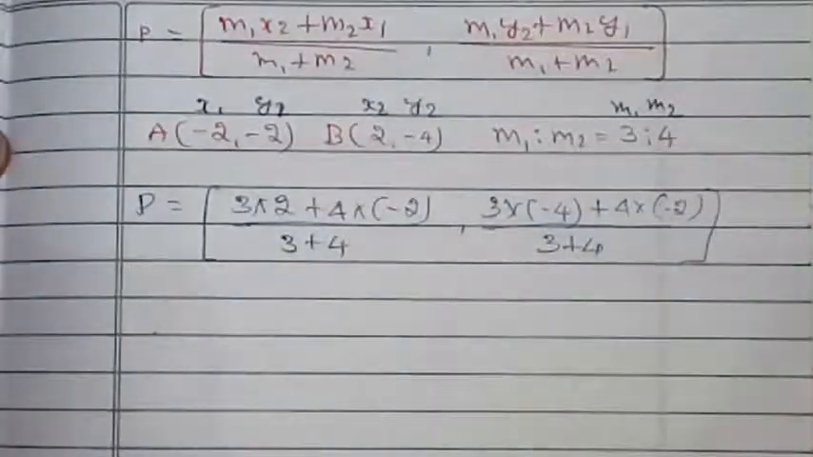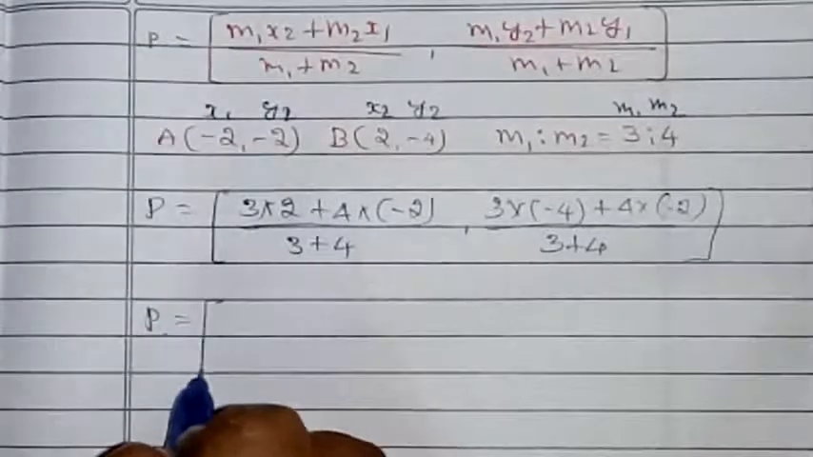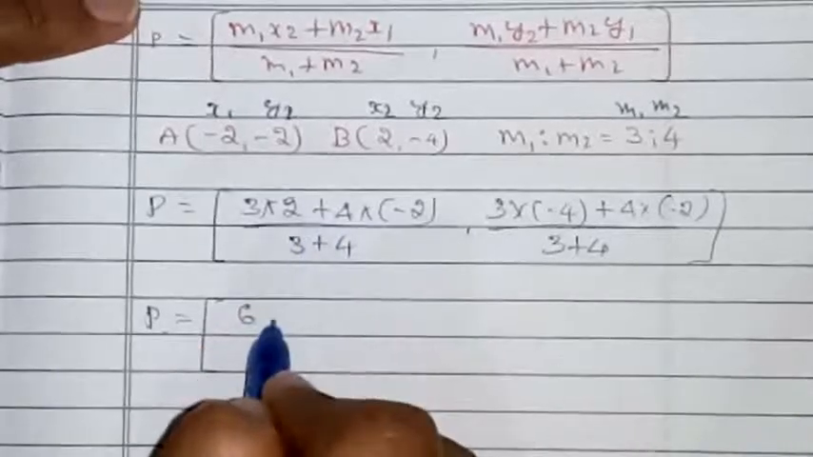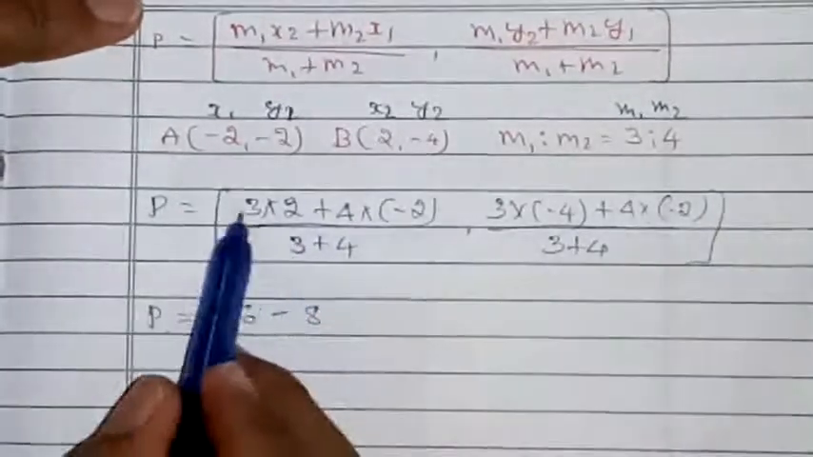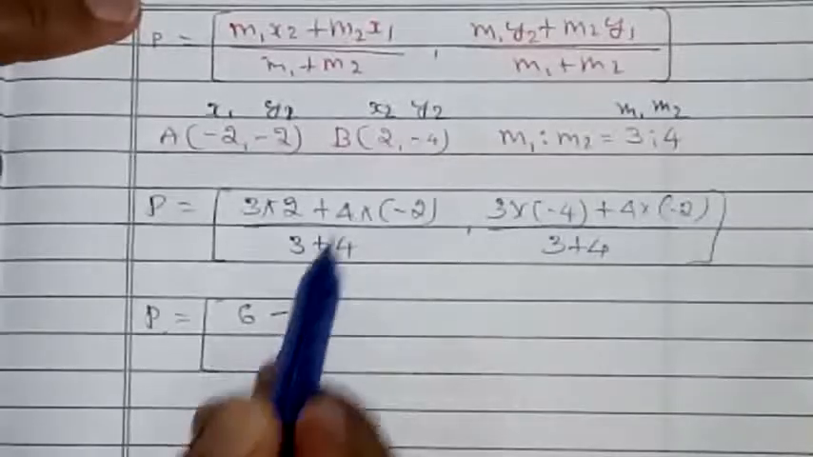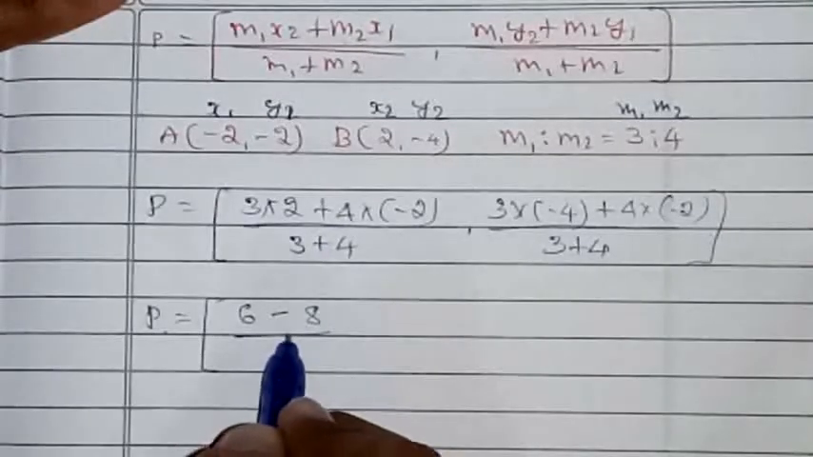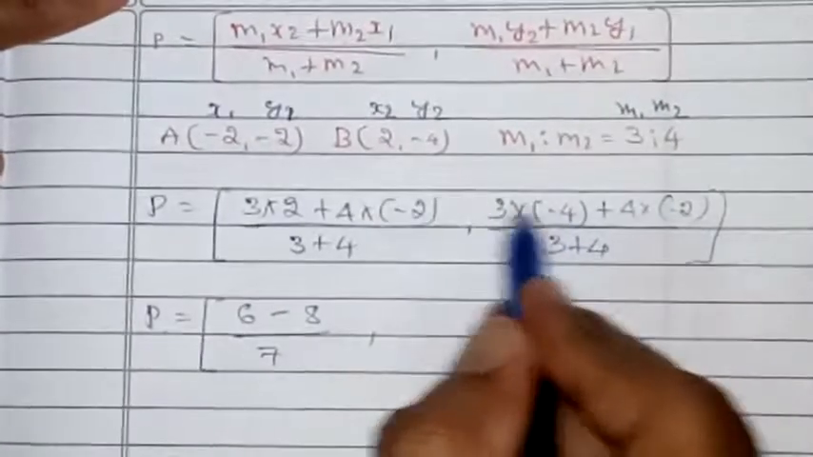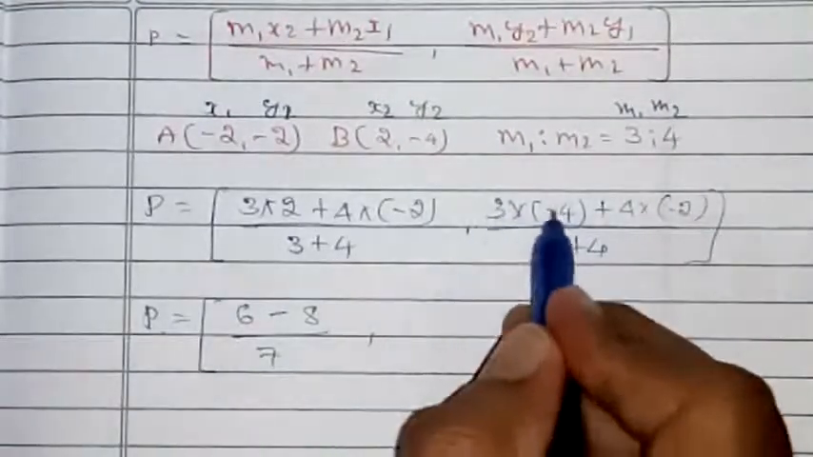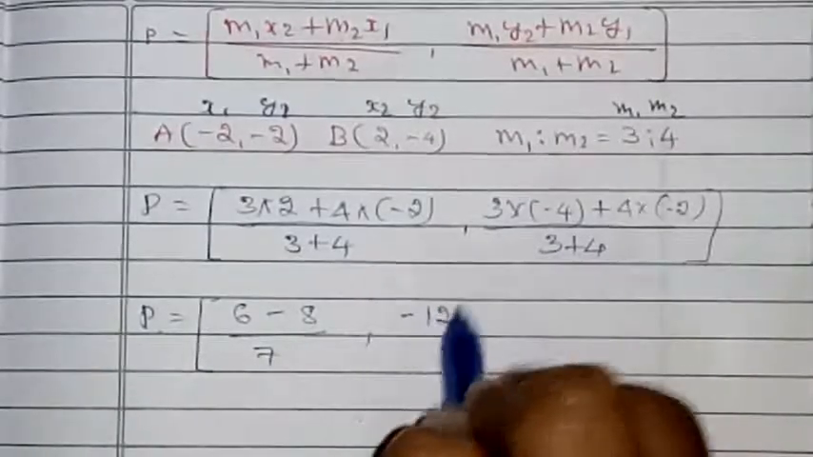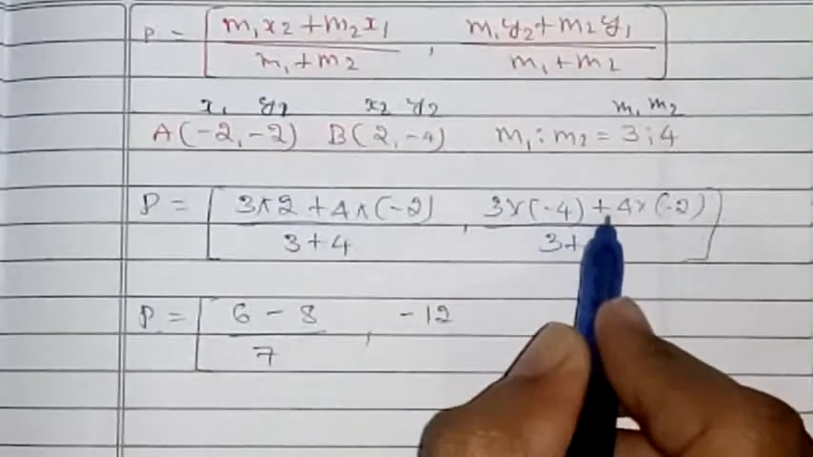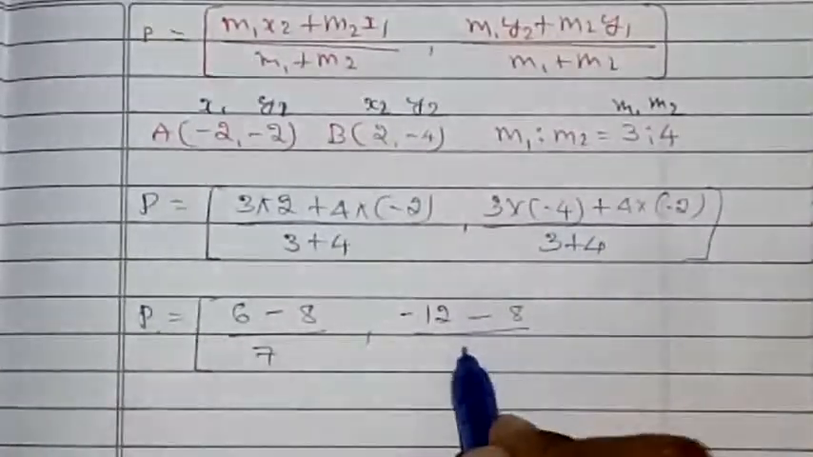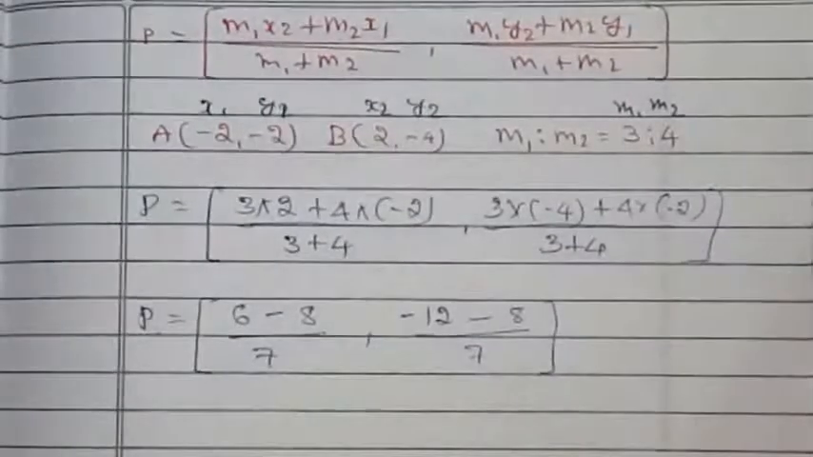Now simplify this to get the coordinates of P. So P equals, 3 2s are 6, plus into minus is minus, 4 2s are 8, divided by 3 plus 4, nothing but 7, right? Comma, here plus into minus, you multiply the numbers and also the symbols. 3 4s are 12, it's minus 12 because plus into minus is minus. Also here plus into minus is minus, 4 2s are 8, divided by 3 plus 4 is 7, right? Now simplify this.